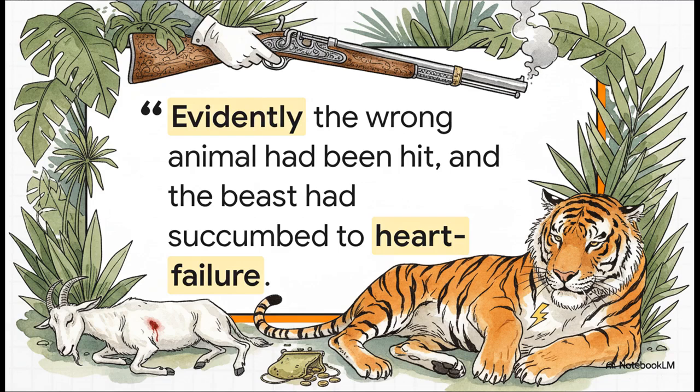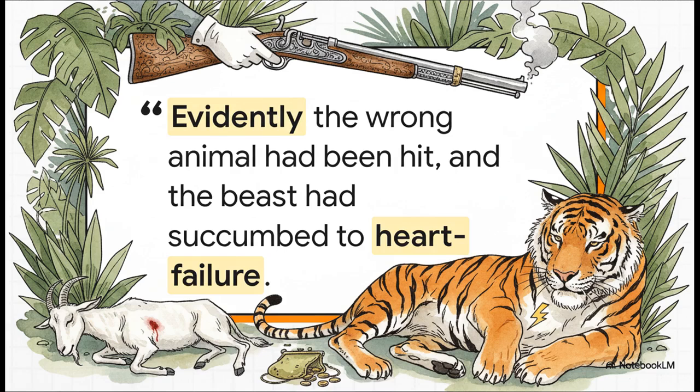Mrs. Packletide fires her rifle. But, as Saki writes, evidently the wrong animal had been hit. Yes, Mrs. Packletide, with all her grand preparations and her expensive rifle, actually shot the poor bait goat dead. And the tiger? Well, the loud, sudden bang of the rifle gave the senile old beast a fatal heart attack.